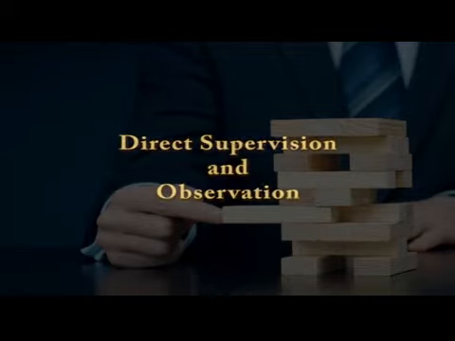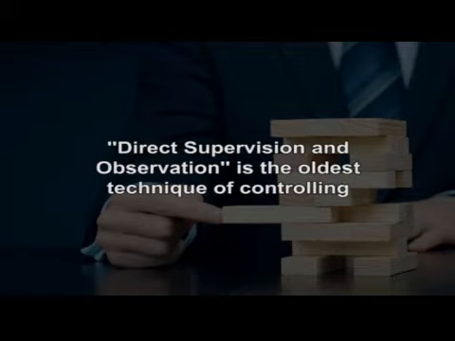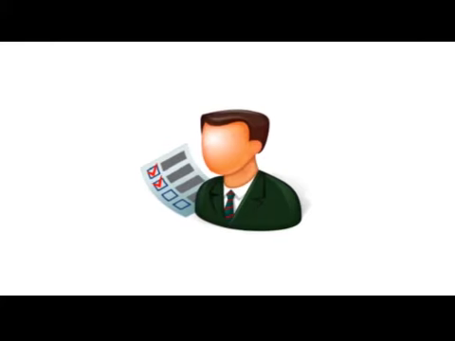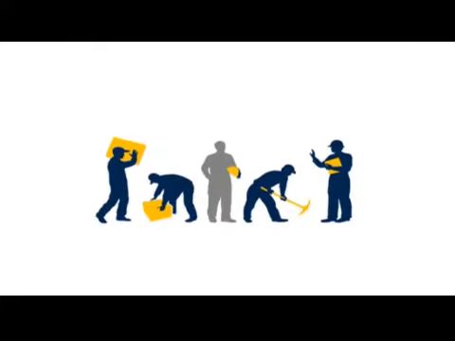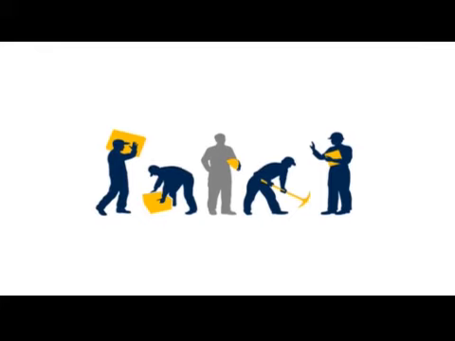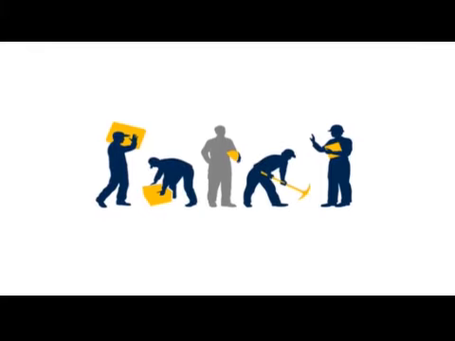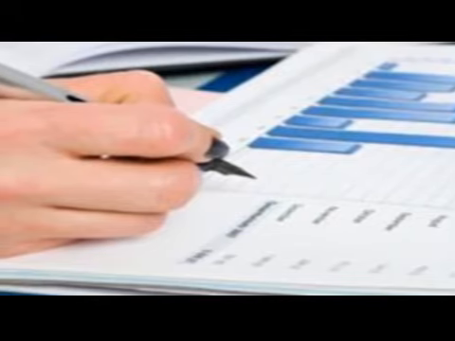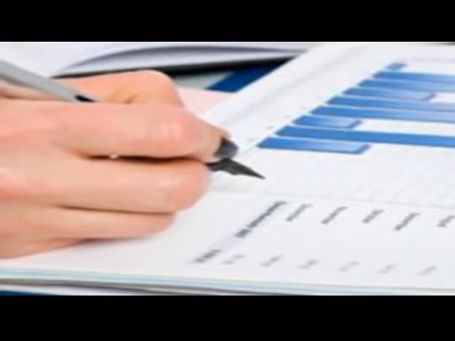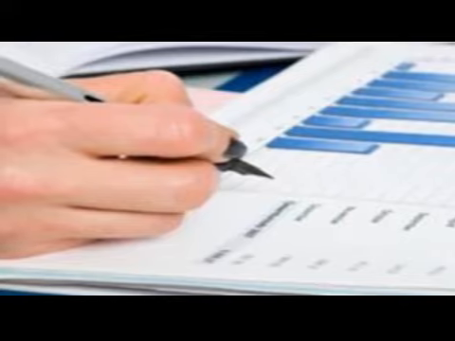Techniques of controlling. The 10 types of traditional techniques of controlling are: Direct supervision and observation. Direct supervision and observation is the oldest technique of controlling. The supervisor himself observes the employees and their work. This brings him in direct contact with the workers. So many problems are solved during the supervision. The supervisor gets first-hand information and he has better understanding with the workers. This technique is most suitable for a small business.